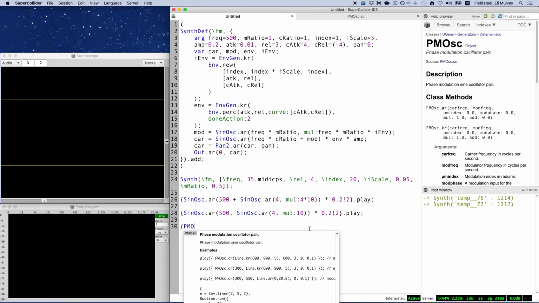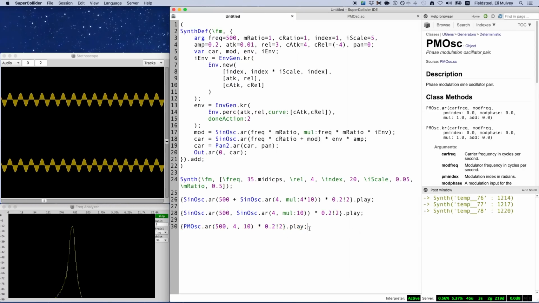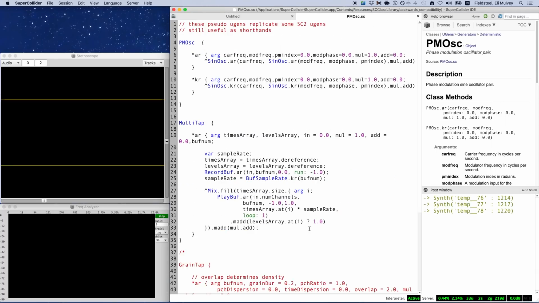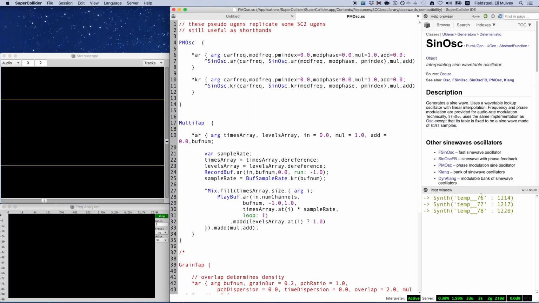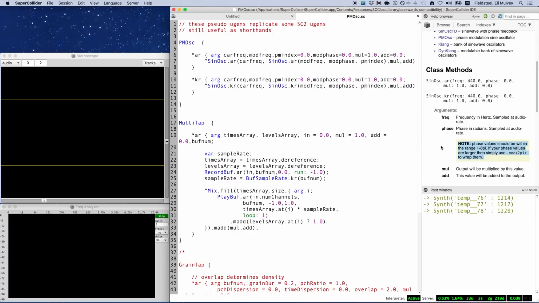And from here, PMOsc is a convenience that accomplishes the same thing with less code. But there's something important I need to point out here, and that is, at the time of making this video, there's an oversight in the source code for PMOsc. When using SinOsc, phase values should not exceed positive or negative 8 pi, according to the SinOsc help file. Otherwise, I think they get clipped within these boundaries.